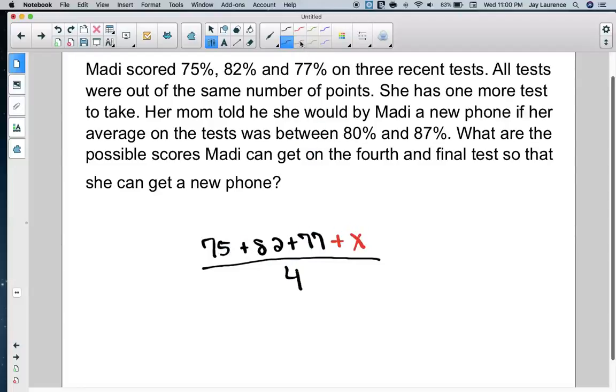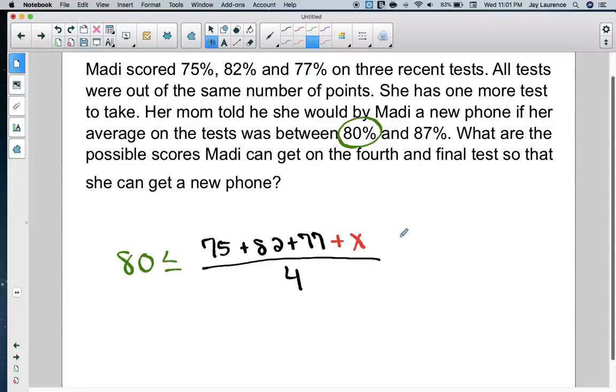Now, what's the smallest percentage Maddie can have in order to get her phone? Well, that would be an 80%. So I'm going to make 80 a lower boundary. Her average has to be at least 80. That's what this says right here, 80 or more.